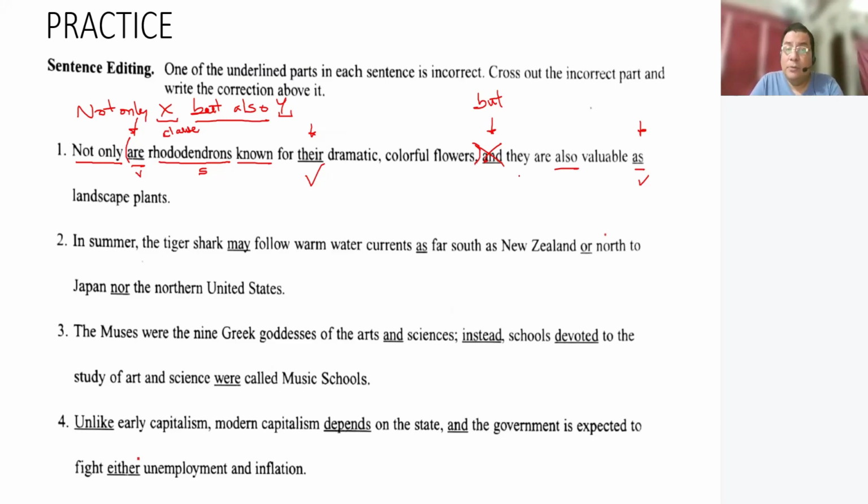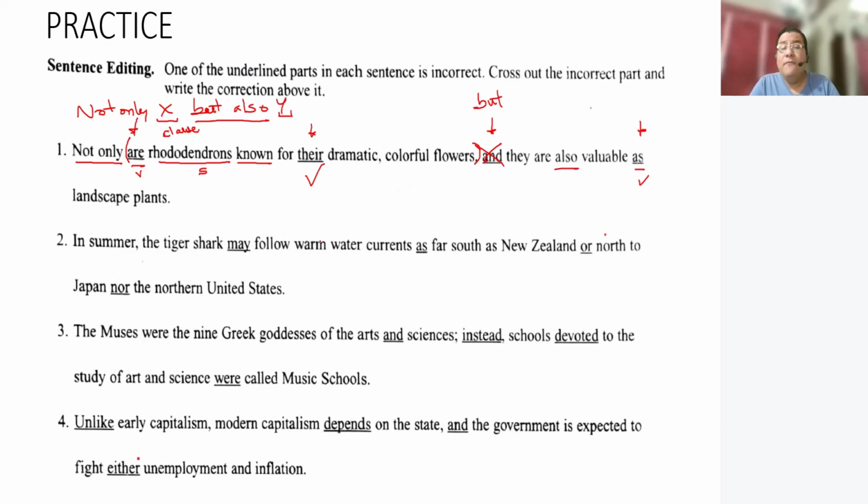Let's try number 2. In summer, the tiger shark may follow warm water currents as far south as New Zealand or north to Japan, nor the northern United States. So you can see here that the first underlined word sounds reasonable, right?